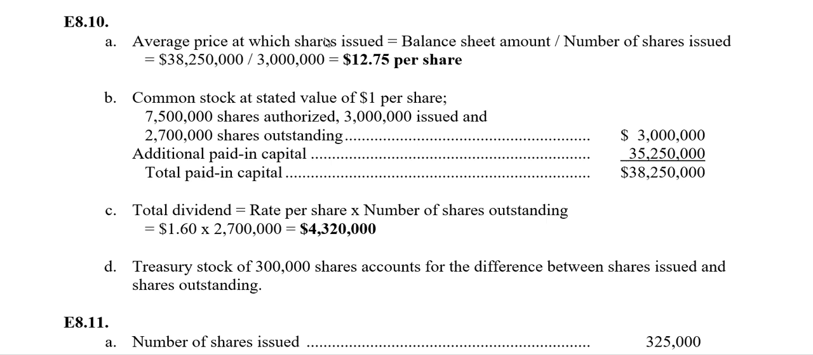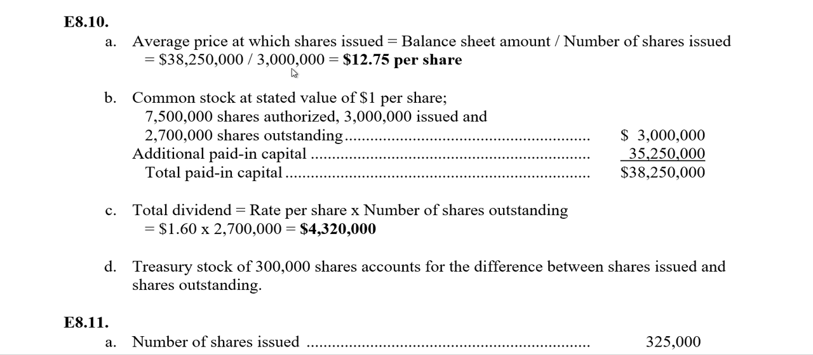But if we look at 810, they first ask us, what is the average price of those shares that were issued? So we're looking at our total common stock amount, and we are dividing it by a number. Remember, that number is 3 million. That is the number of shares issued, because distinctively they asked you, what's the average price of shares issued?